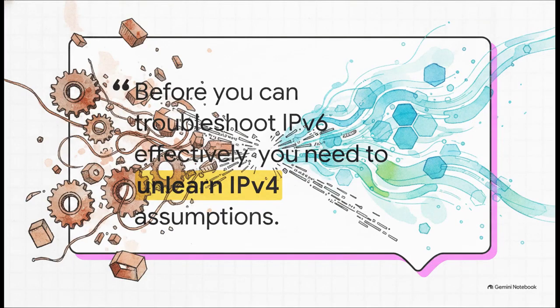The most crucial concept we're tackling today is this. Before you can troubleshoot IPv6 effectively, you actually have to unlearn your IPv4 assumptions. You know, IPv6 isn't just a bigger address space slapped on top of IPv4. It is a fundamentally different beast with completely new rules. To master it, our very first step is to literally break our ingrained IPv4 muscle memory. We've got to stop expecting IPv6 to act like its older sibling.